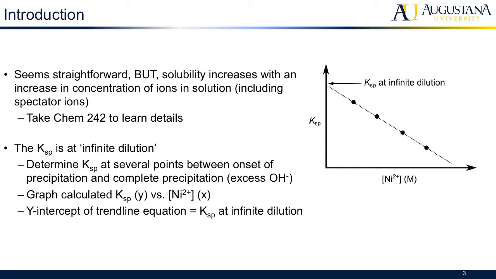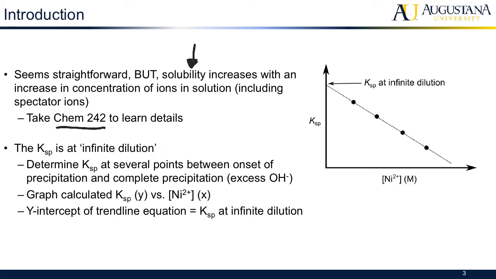Now, in the end, what we want is this KSP value, and in principle, you can determine that if you put some nickel 2 plus and hydroxide together and you form a precipitate and you measure the concentration of the nickel 2 plus and the hydroxide to determine the KSP value. However, there are some subtleties, and in particular, what happens is the solubility of things, in this case nickel hydroxide, change with changing concentrations of ions, which include spectator ions. And this is discussed in detail in analytical chemistry.